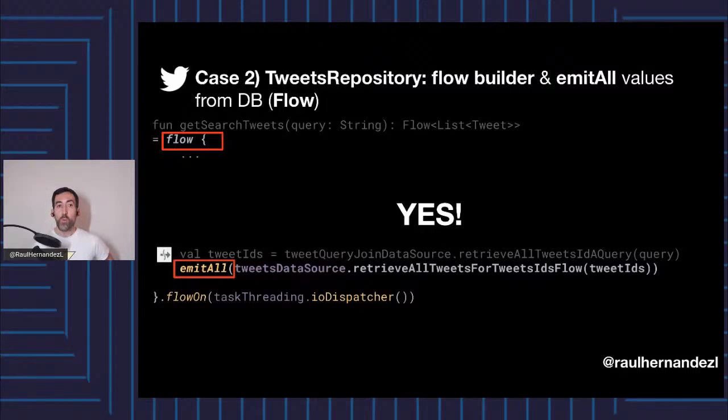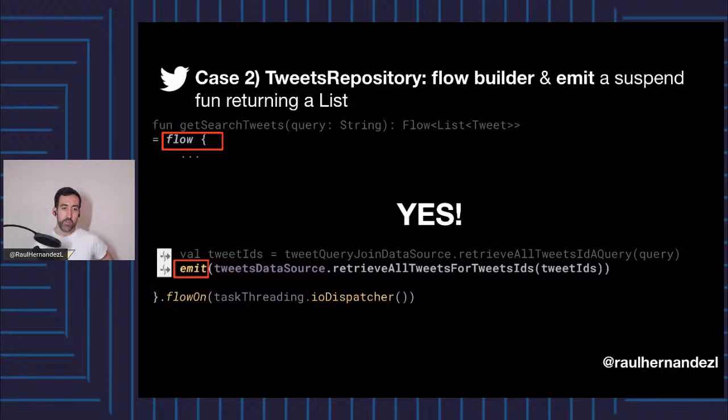And also using the flow builder. The flow builder is super handy because it's going to allow us to use emitAll in this case, and a few more that we're going to see in a moment. For instance, if we want to return just one value, we can do emit and return the suspend function that we had earlier, the retrieve all tweets from tweet IDs. But this is a one-shot operation, so this is not the best use case for that because it's only one emission. For that, we can just replace the return type with a list of tweets and add the suspend modifier to the get search tweets.